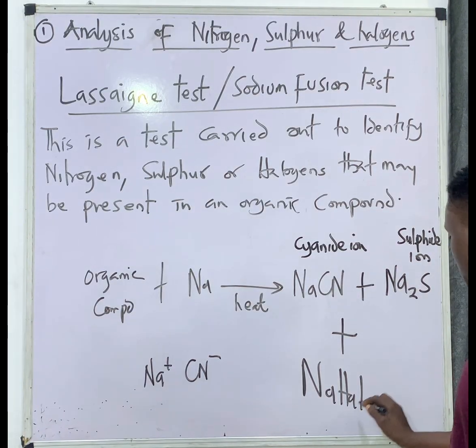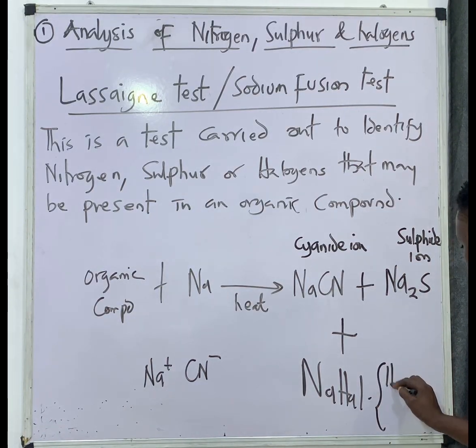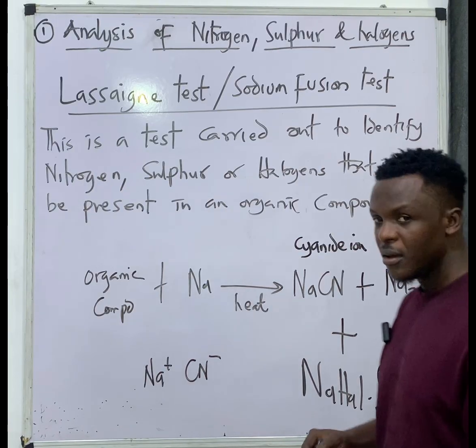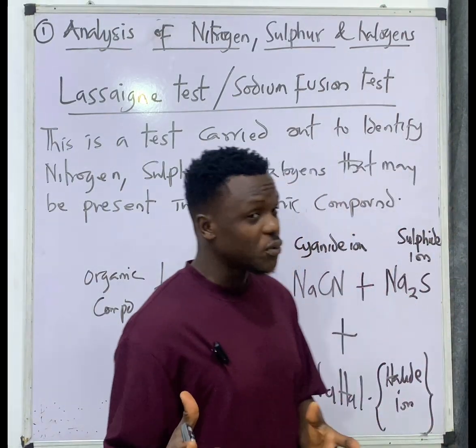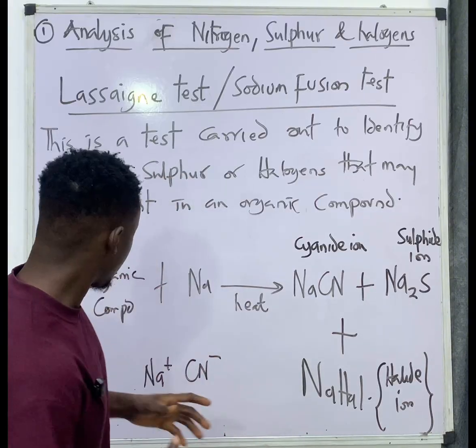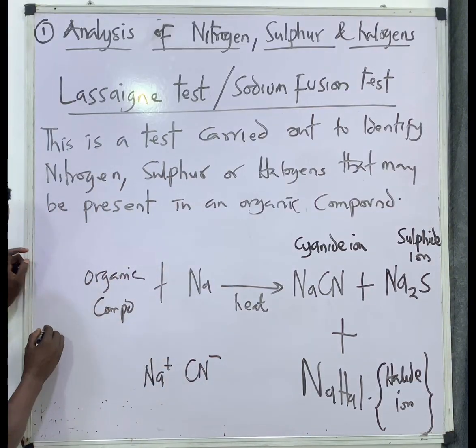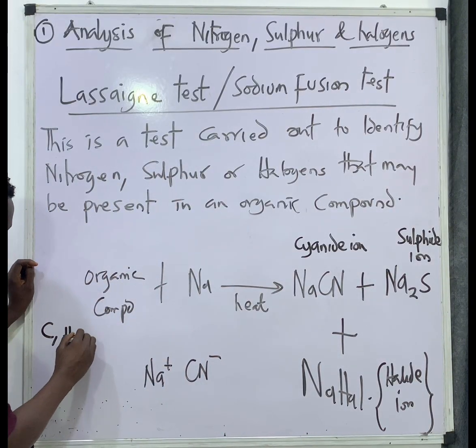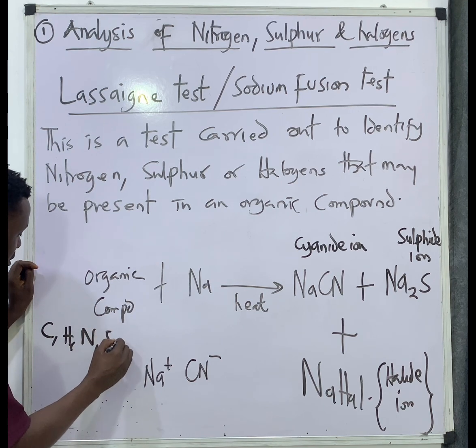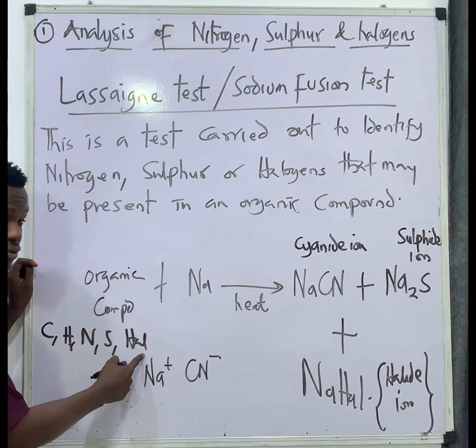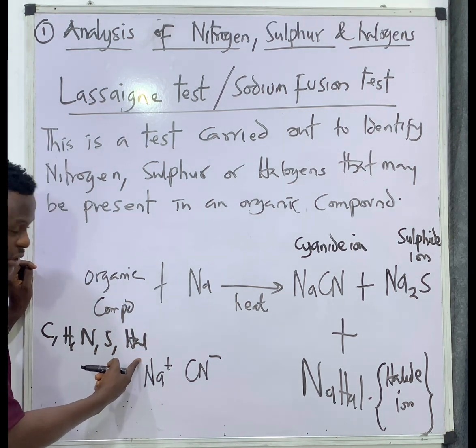Now halogen is always converted to halide ion. So how did we achieve this? I'll take it again. This organic compound comprised of, let's say, carbon, hydrogen, nitrogen, sulfur, halogens. Now these halogens could be chlorine, bromine, or iodine.